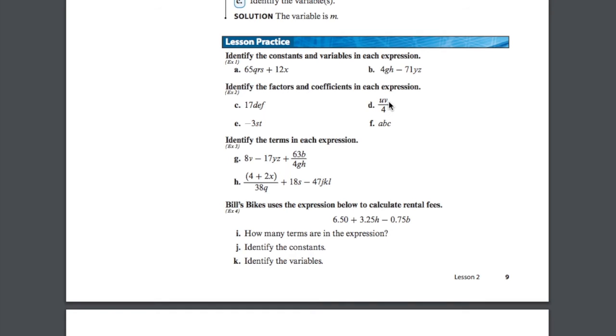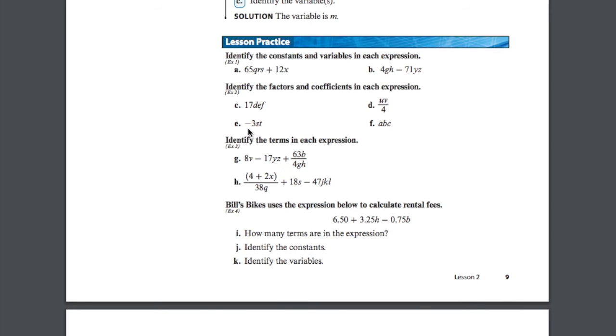If I drew a 1 in right here, that would also mean that this is 1/4 as a fraction, and 1/4 could be written as a multiplication times U times V times 1/4. So U, V, and 1/4 would all be factors. The coefficient then would be 1/4. Letter E, -3 times S times T. All of those are factors.